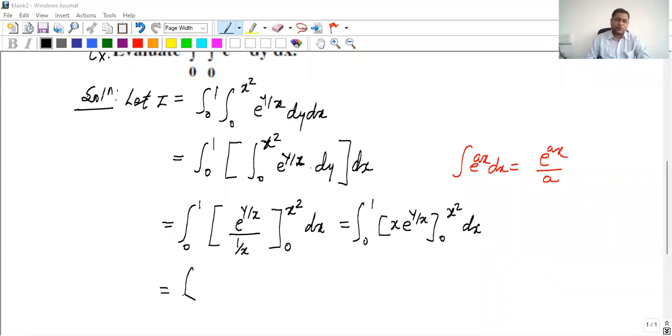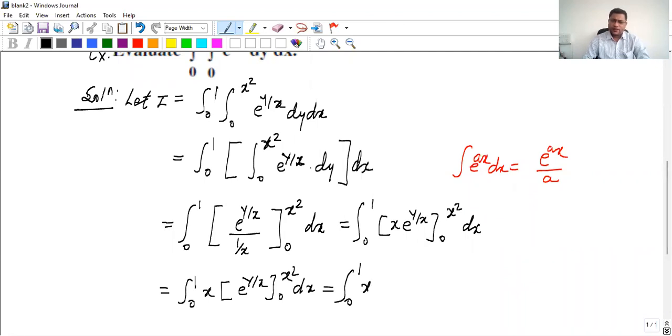Okay. So what we have here is the integral 0 to 1. X is being constant, e raised to y by x, 0 to x square, dx. So don't be in a hurry. This is going to be 0 to x square, right? So we have integral 0 to 1, x remains as it is.